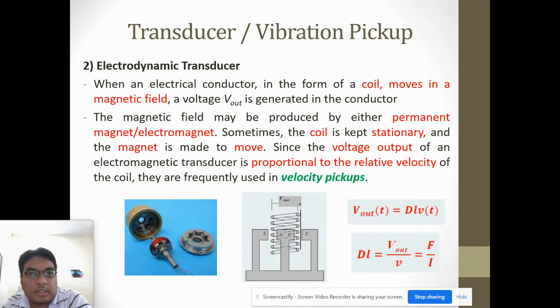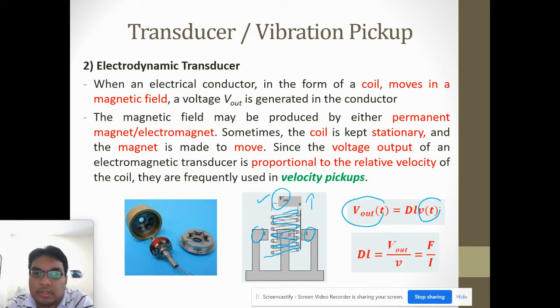The next one is another transducer, which we call the electrodynamic transducer. When an electrical conductor in the form of a coil moves in a magnetic field, it can produce an output voltage. The magnetic field can be produced either with a permanent magnet or an electromagnet, and sometimes the coil is kept stationary and the magnet is made to move. The voltage output of an electromagnetic transducer is proportional to the relative velocity: V out is proportional to velocity.